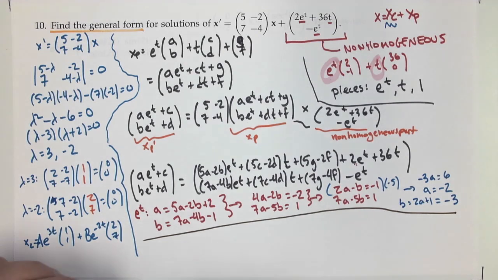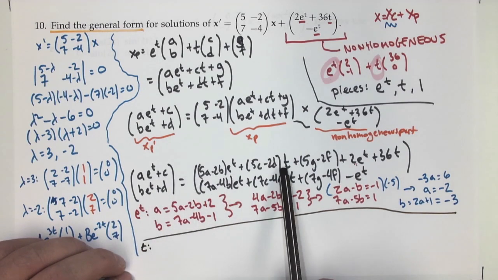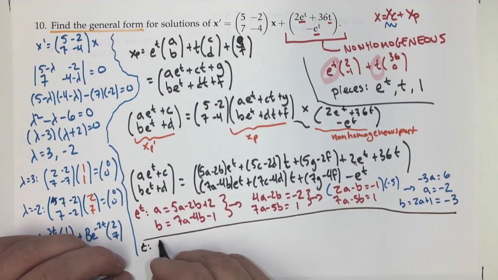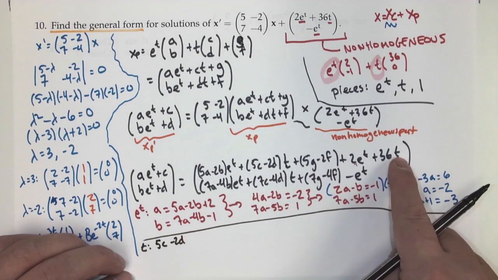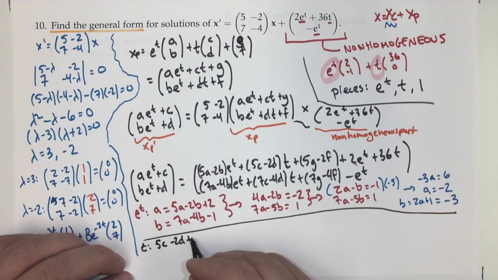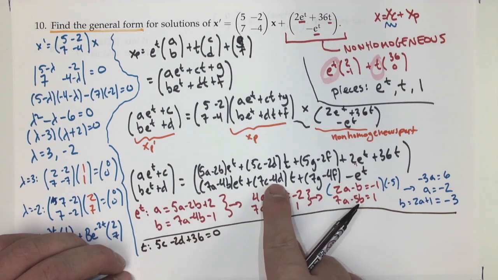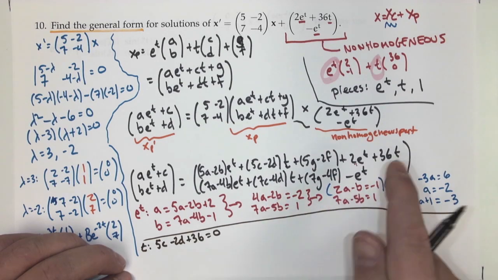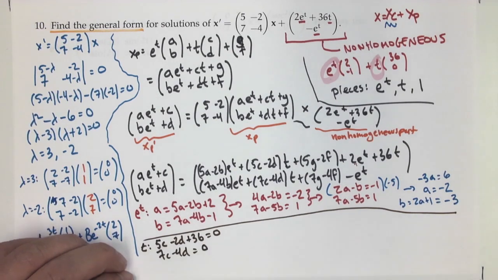Now we can look at just t. Okay, so there's no t on the left-hand side. Over here we have a 5c minus 2d and a plus 36. So 5c minus 2d plus 36 equals 0. Again, there's no t there. There's a 7c minus 4d times t, and that's it. So 7c minus 4d has to equal 0.